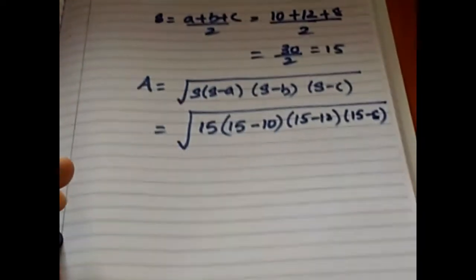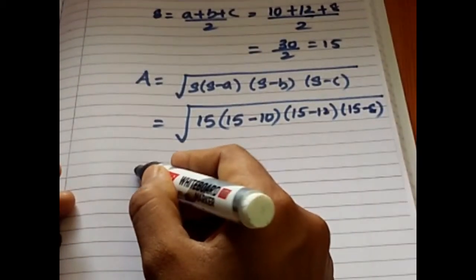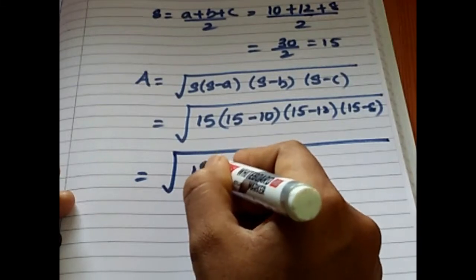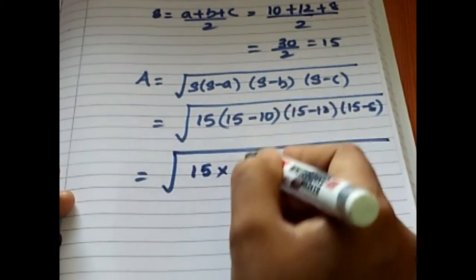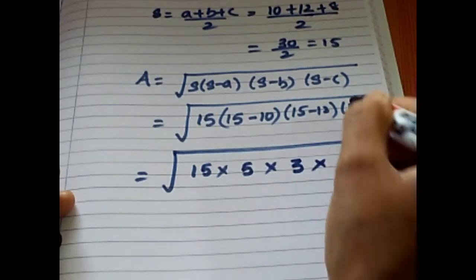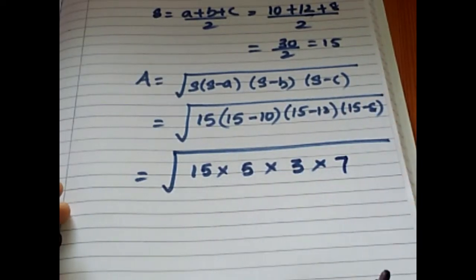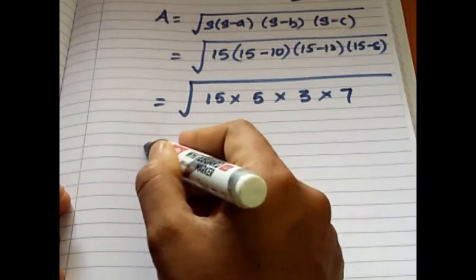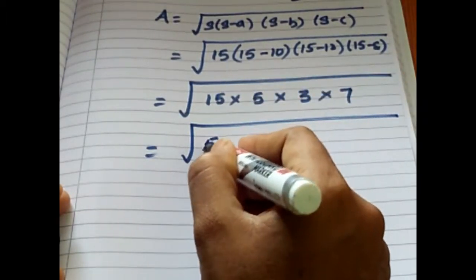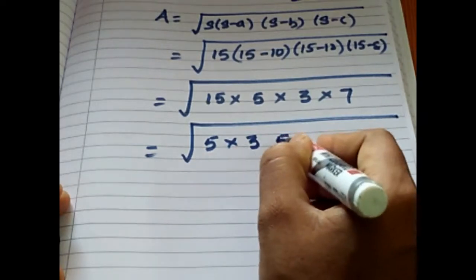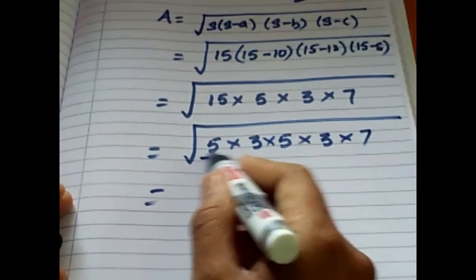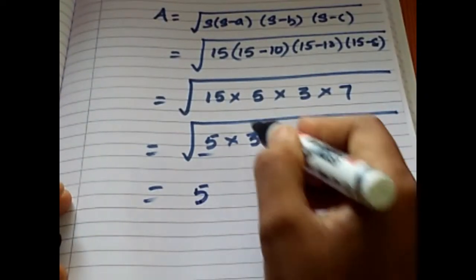Be careful while doing the simplification, children. This is a very important step. Many of the students will go wrong here. So 15 into 15 minus 10 is 5. 15 minus 12 is 3. 15 minus 8 is 7. Now what to do? Find out the factors. How to do it? Can I make 15 as 5 into 3? 5 into 3 is already present. Among the two 5s, let me pull out one 5.